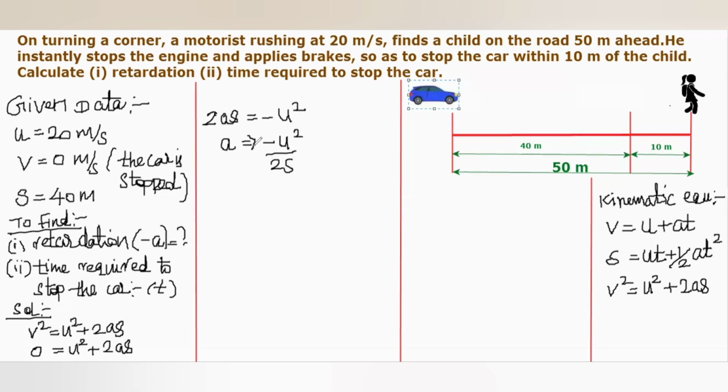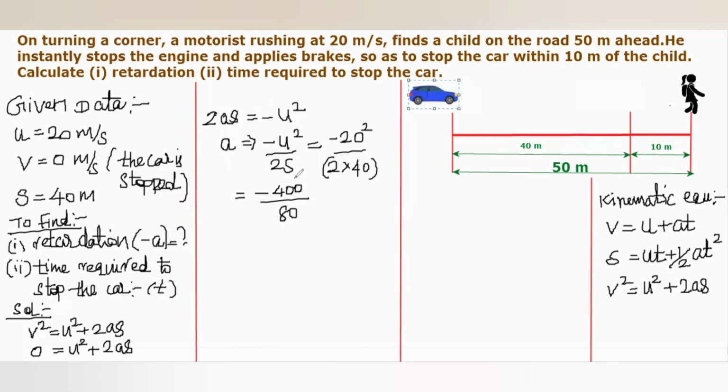Now substitute the values. The initial velocity is 20, so minus 20 square divided by 2 into S, that is 40 meters given here. So we can write this as 20 square, that will be 400, so minus 400 divided by 2 into 40, that is 80. We can cancel this 0.